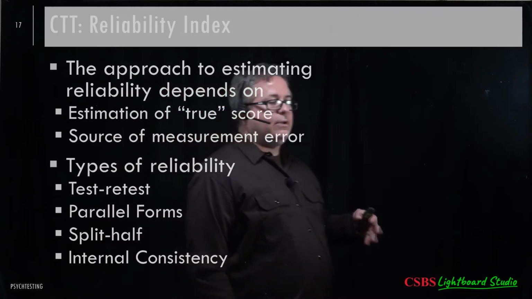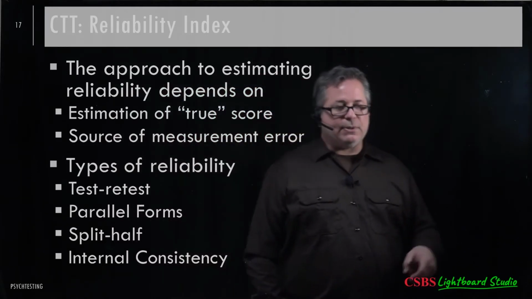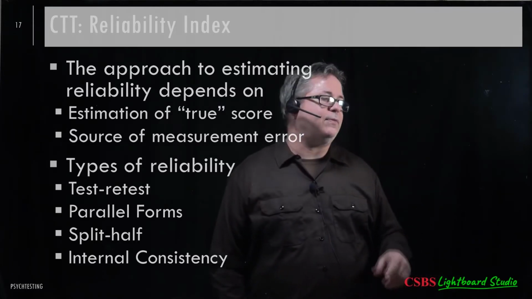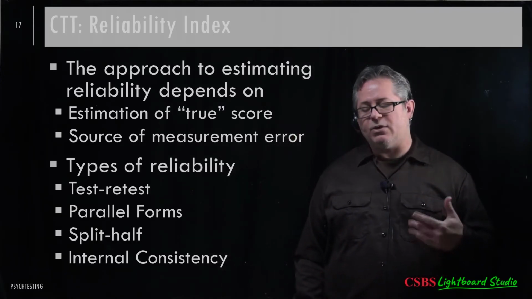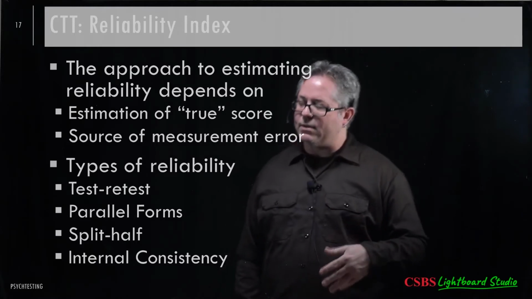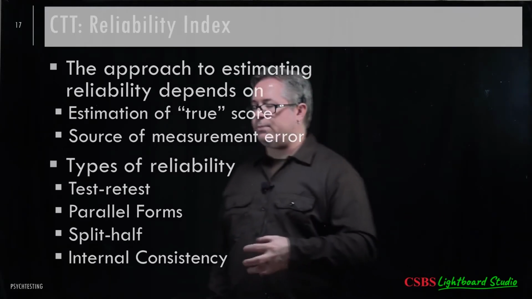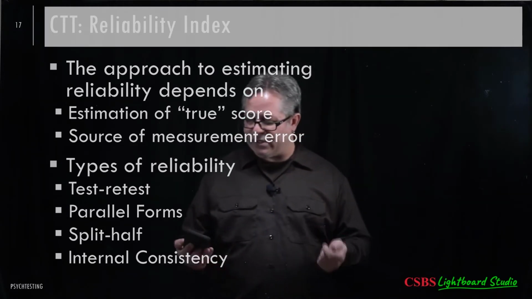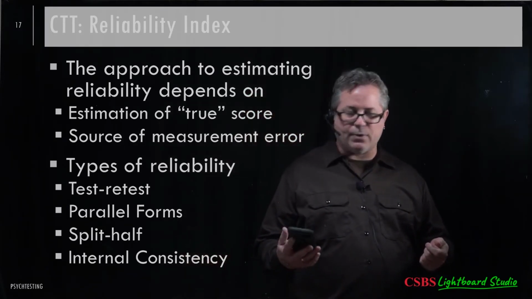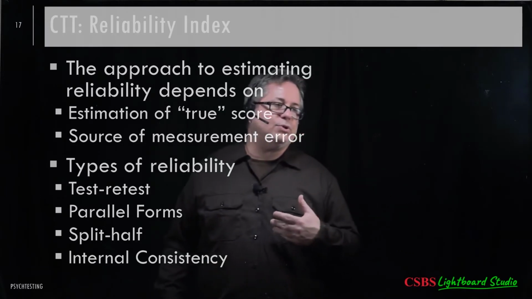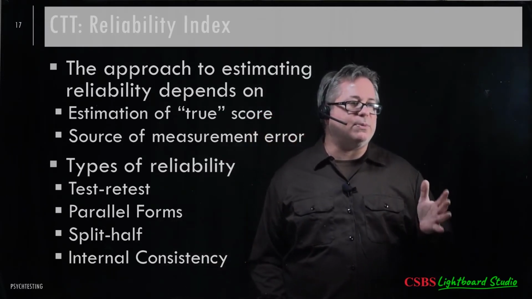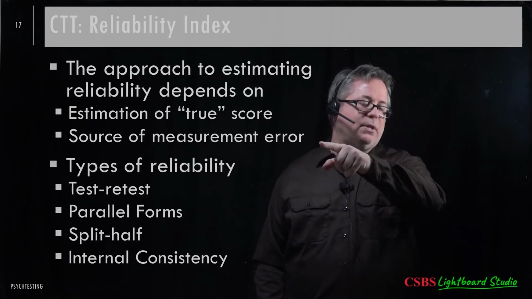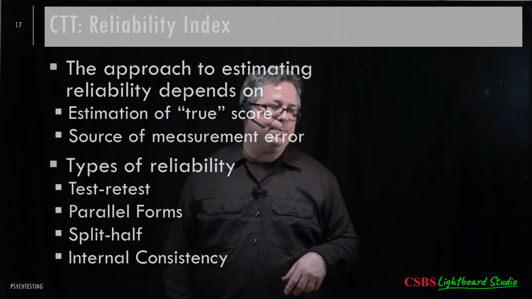So with this idea of a reliability index, we can actually measure reliability. And again, we never know the true score, so we have to figure out ways around it. How do we get around not knowing the true score, figure out the reliability of items, separate out the measurement error, and see what's going on with these items without knowing exactly what the true score is? Okay. So there's different ways. The different ways that we do it can depend on how we're trying to estimate the true score and where we think the source of measurement error is coming from.